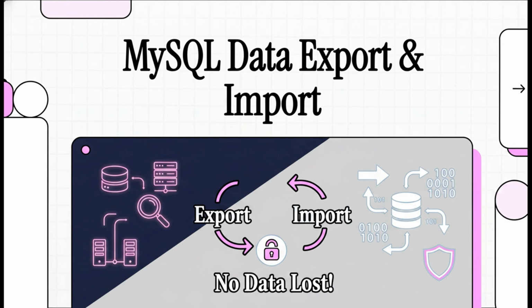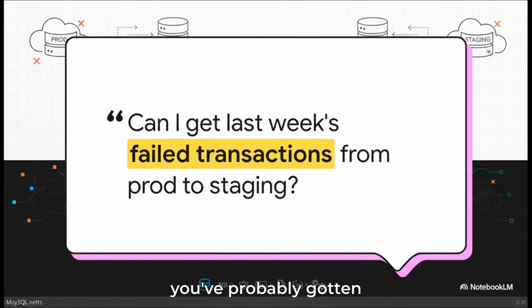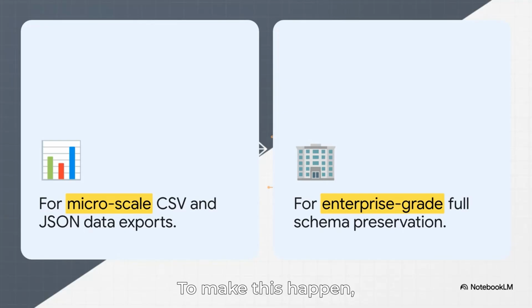Let's dive right in. If you work in tech, you've probably gotten a frantic Slack message that looks exactly like this. Your developer desperately needs last week's failed transactions moved from production over to staging. It's got to be perfectly accurate, and you absolutely cannot break the staging environment. This is what we're calling our hero's workflow for today, and we're going to use MySQL Workbench to pull it off flawlessly. To make this happen, you really have to understand the architectural split right inside Workbench itself.